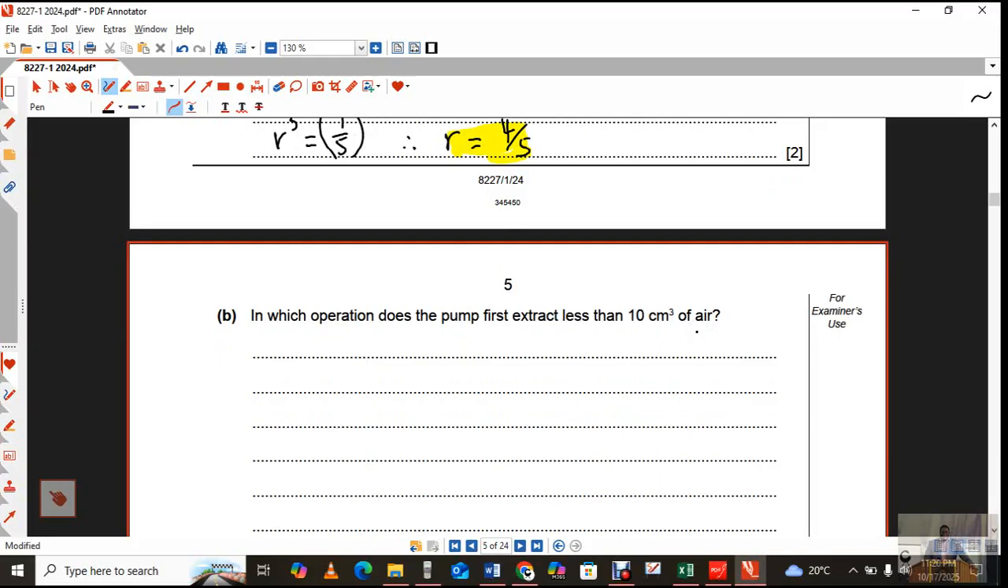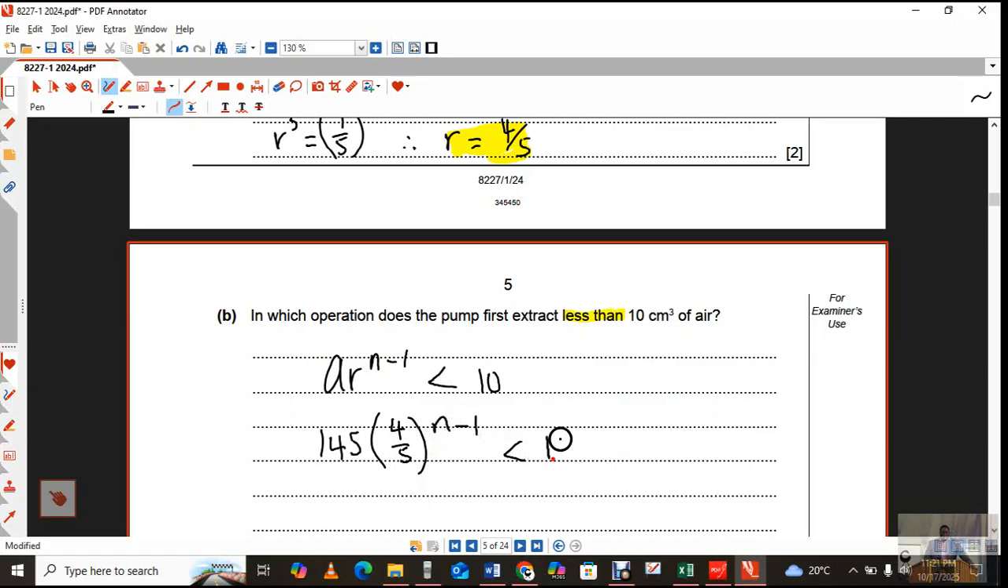Okay, this question in itself has a B part. In which operation does the pump first extract less than? So this is an inequality that you are going to form, all right? Less than. So what this is going to imply, it's ar to the n minus 1 should be less than 10. But we know from before our a value is 145. Now we also know that r is 4 over 5, okay? And then we are looking for n.